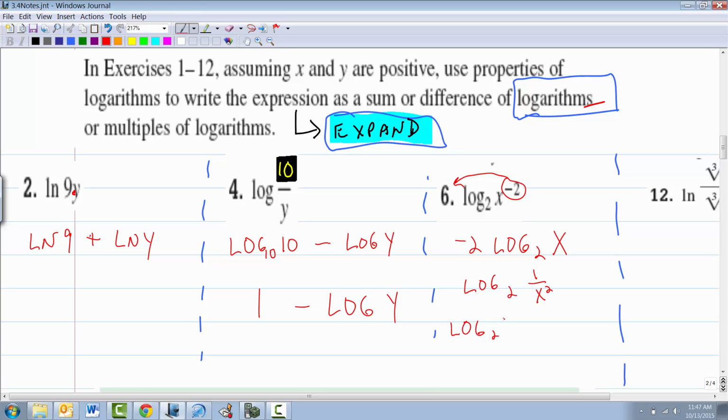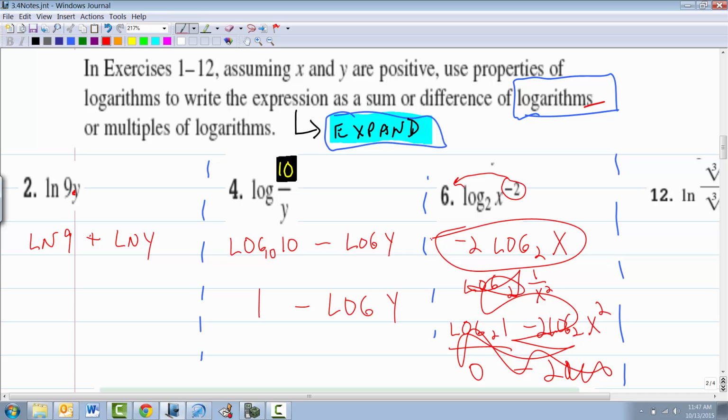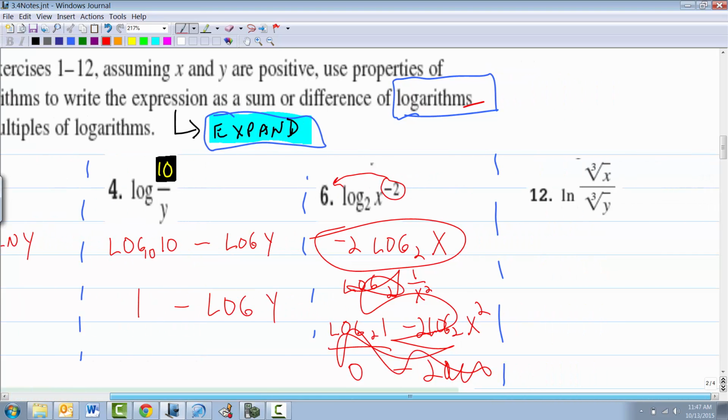Log base 2 of 1 minus log base 2 of x squared, which is a 2 pulled out in front. But hey, what's log base 2 of 1 anyway? 0. What's 0 minus 2 log base 2 of x? Basically, that was all unnecessary. That's the answer. So even if you did do the 1 over x squared, you would have got 0 minus 2 log base 2 of x. So all that was useless. You're welcome. Thanks.